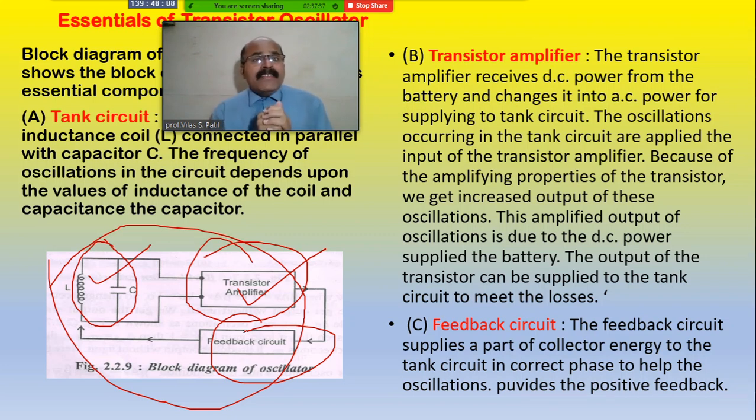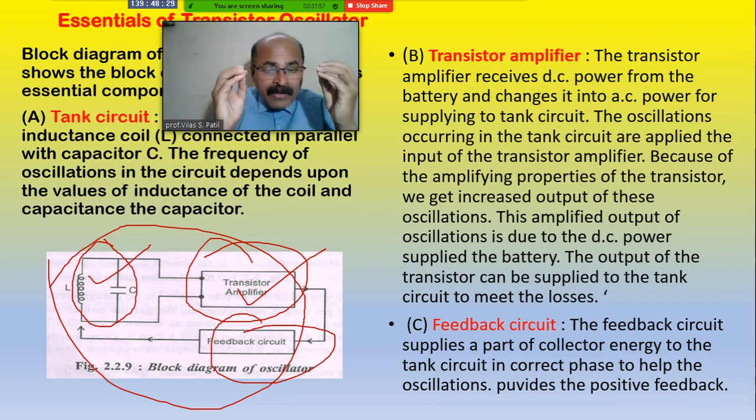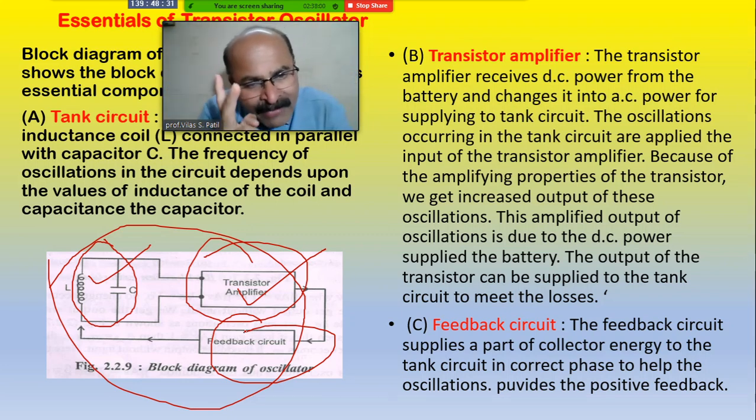And if the loss is recovered with the same phase, then that process is a very, very essential process in the case of an oscillator or a transistor oscillator. And in a transistor oscillator, here we provide positive feedback. There are two types of feedback, positive feedback and negative feedback. The positive feedback is very essential.